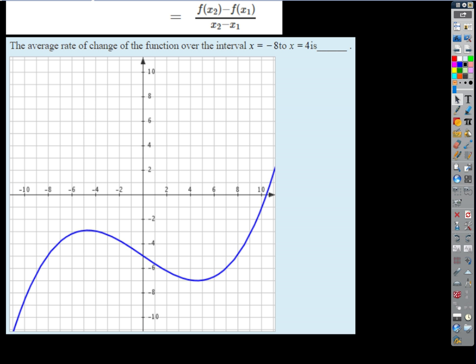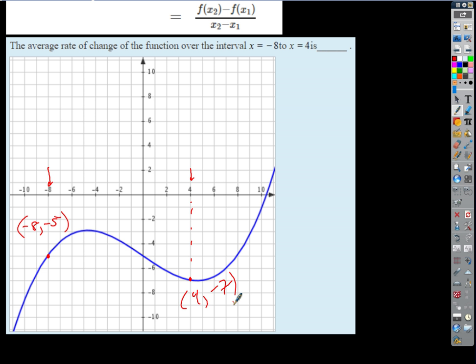If we want to know the average rate of change from x equals -8 to x equals +4, all we've got to do is find where -8 is. So there's an x value of -8. If we go down to our function, that's the point where x is -8 on the graph, isn't it? So it's at -8 and the y value is -5. What about +4? At x equals +4, we're right there, right? We have an x value of 4 and a y value of -7.